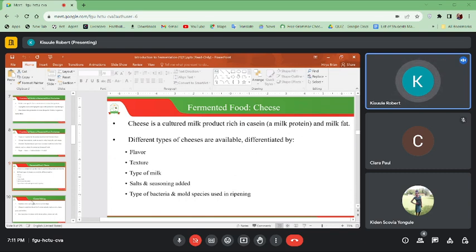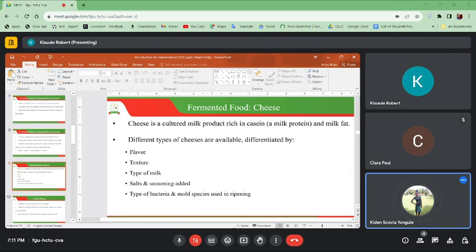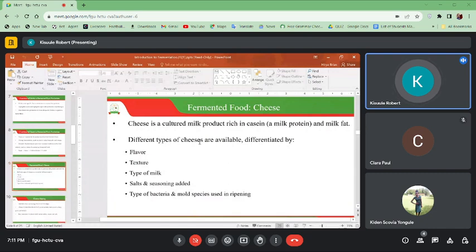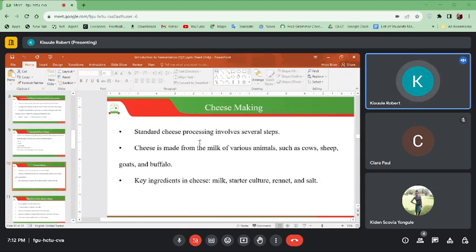And also the different types of cheese that are available can be differentiated by the following. So how would you differentiate the cheese? All right. The different types of cheese can be categorized using the flavors, the texture, the type of milk, the salts and seasoning added, and also the type of bacteria or mold species that are used in ripening. Really, this doesn't require a lot of explanation.